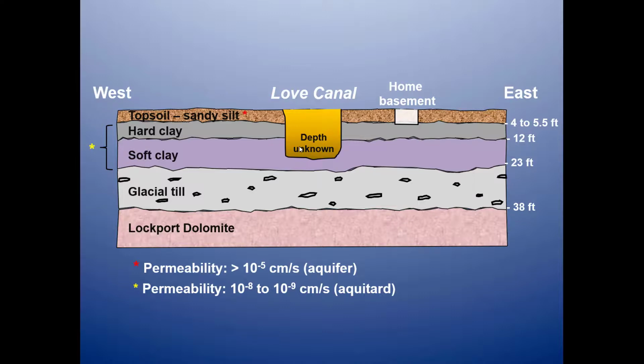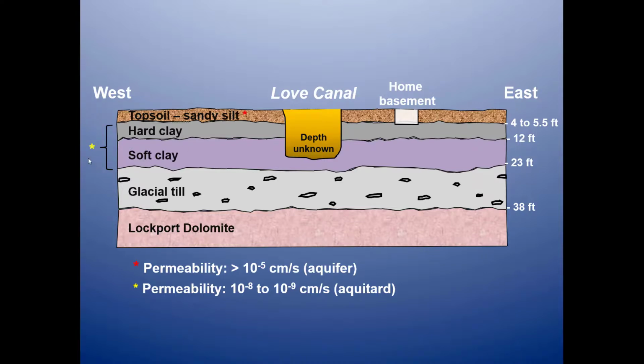The other thing you see here are some stars. This top layer, the topsoil, is a red star, which means the permeability was about 10 to the 5th centimeters per second, which is pretty slow. But the other thing that's important is that sandy silt has pretty high permeability and pretty high porosity. So a rock layer or a sediment where water can pass through easily because it has a high permeability and a high porosity is called an aquifer. And that's what this uppermost layer was. It was an aquifer. Water could flow through it easily.